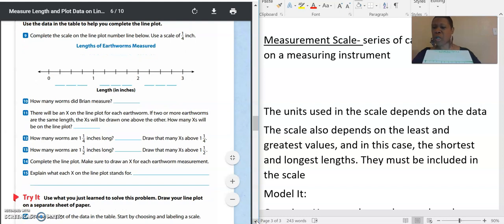How many earthworms are 1/4 inch long? Draw an X above that. So you're just going to take that. Let's find it here. Draw your X. I'll label it. Yours should look on your paper something like this. If you can see what I've done, an X, and I've labeled it 1/4. Don't talk about my chicken scratch.